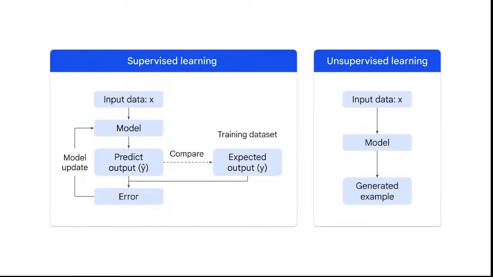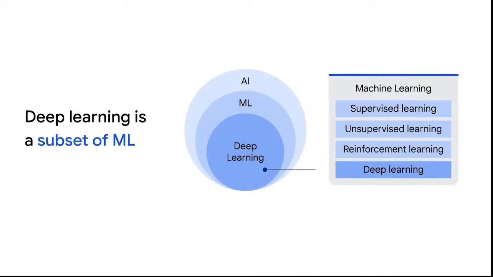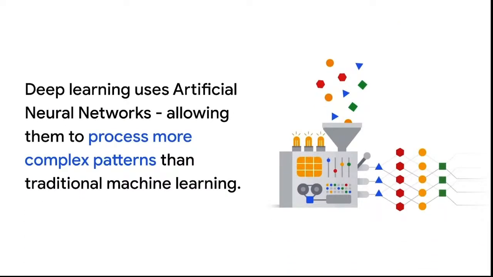So, let's check in. So far, we've explored the differences between artificial intelligence and machine learning and supervised and unsupervised learning. That's a good start. But what's next? Let's briefly explore where deep learning fits as a subset of ML methods, and then, I promise, we'll start talking about Gen AI. While machine learning is a broad field that encompasses many different techniques, deep learning is a type of machine learning that uses artificial neural networks, allowing them to process more complex patterns than machine learning.